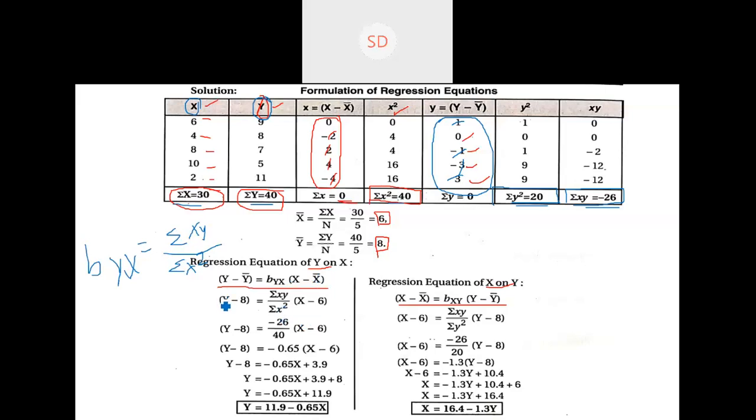Now let us put all the values. Y bar is 8. Then sigma xy is minus 26 divided by x square is 40, into x minus x bar, which is 6. So now we have got all the values here. Let us simplify them. Y minus 8 as it is, minus 26 by 40 will give us minus 0.65, x minus 6 as it is.